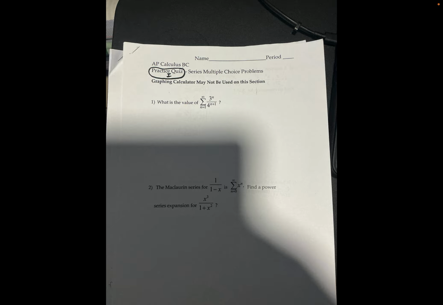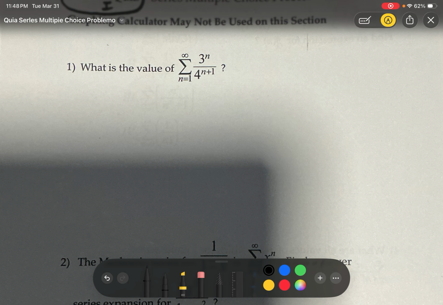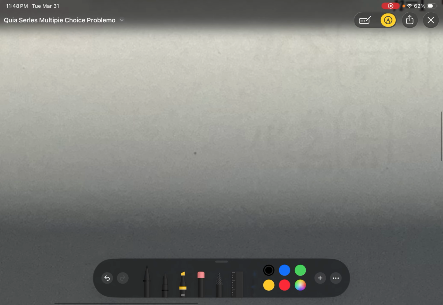These are the step-by-step answers for the AP Calc BC Series Multiple Choice Problems Practice Quiz 1. So you are on question 1, and it's asking for the value of this series below. What I can notice here is that I feel like the ratio test applies best with this problem.